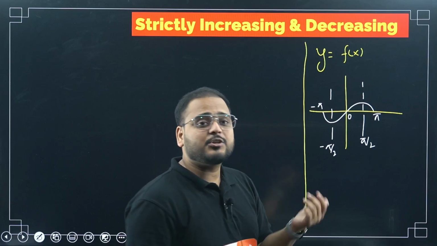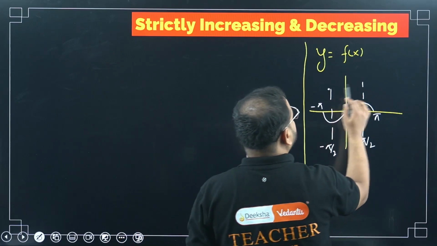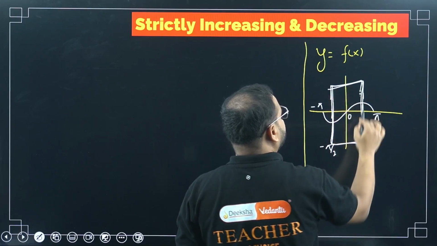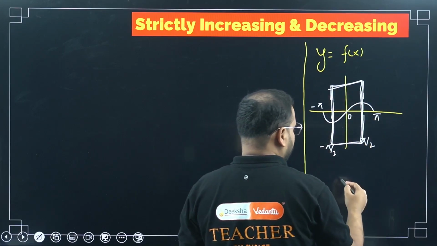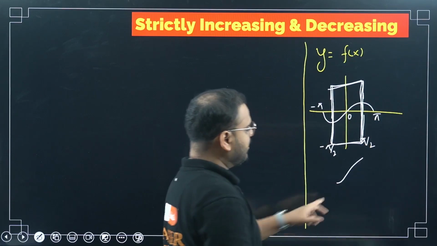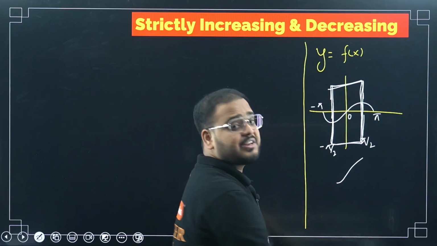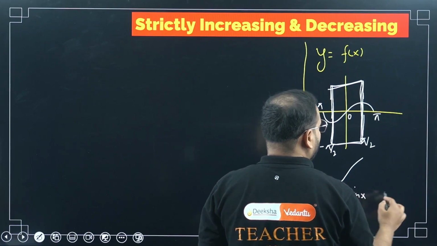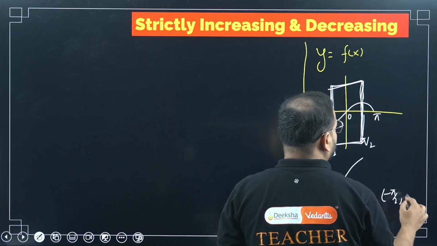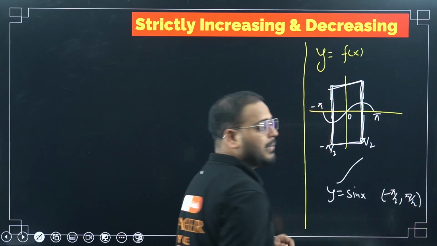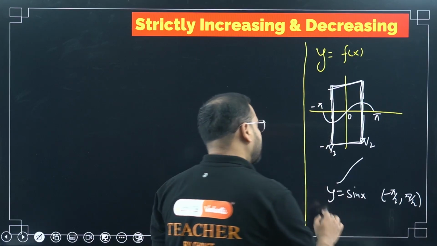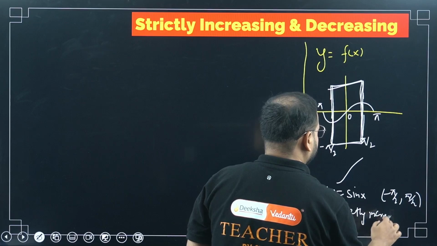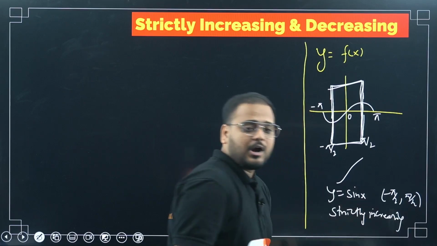But if I restrict the domain, if I only talk about this part, let's say only this part is asked to be kept relevant. So if you see this graph, I'll draw it again. It looks like this. Correct? What is this? It's increasing in nature. Means if we talk about y equal to sin x, in what domain? Minus pi by 2 to pi by 2. What happens? It is strictly increasing, sir. I hope you understand this.